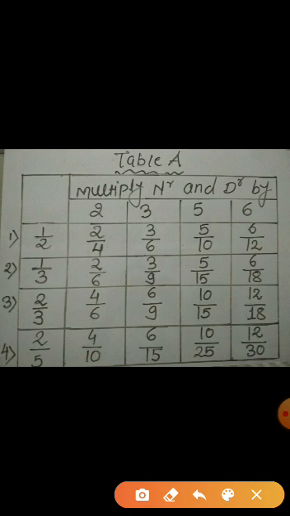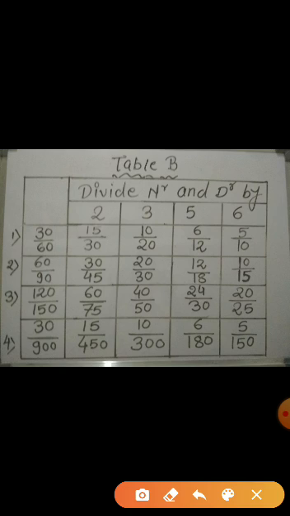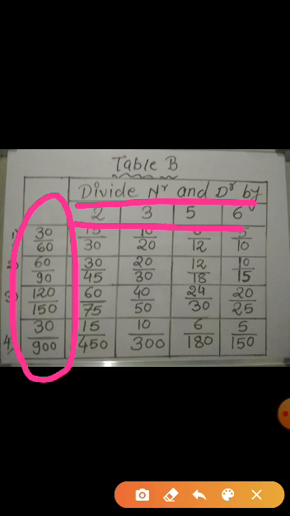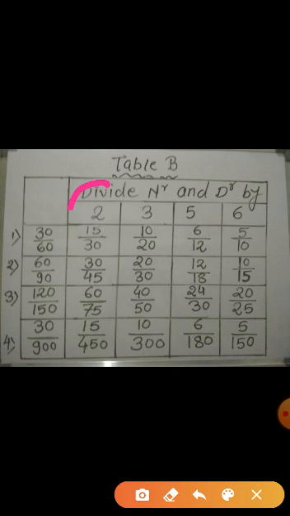Likewise, you can find out the equivalent fraction of the given fractions by multiplying the number 5 and 6. So you find out these two columns on your own. Now coming to the second table. In the second table, we have to divide the given fraction's numerator and denominator by the numbers 2, 3, 5 and 6. So here in the first column, first of all we divide the fraction by the number 2 to the numerator as well as to the denominator.